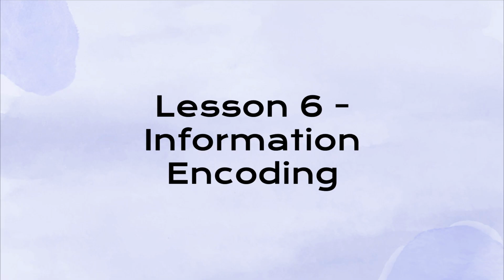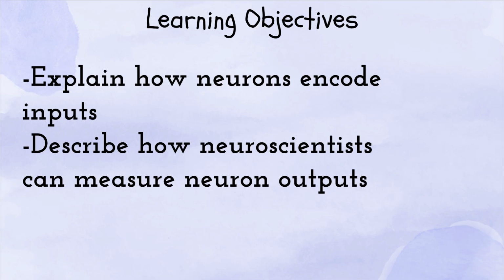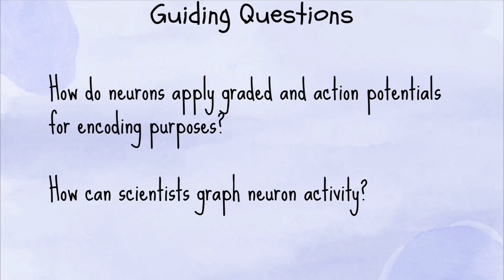But today we're going to graduate from single neurons into the connected systems that make up our bodies. Neurons need ways to encode information for communication, and neuroscientists need ways to quantify this encoding, so we'll start to cover both in this video. By the end, you should be able to answer the questions: how do neurons apply graded and action potentials for encoding purposes, as well as how can scientists graph neuron activity?